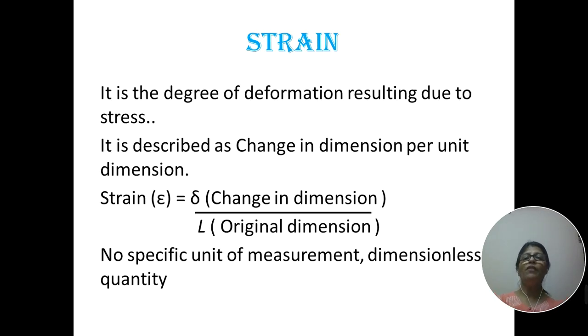So how do you define strain? It is the degree of deformation due to stress. So it is described as change in dimension per unit dimension. No specific unit of measurement, it is a dimensionless quantity. So friends, did you understand the stress and strain? When you are applying forces, an internal resistance is created inside the body, which is called a stress, and there are some changes in the dimensions or a degree of deformation is seen in the object, which is called a strain. Very simple.